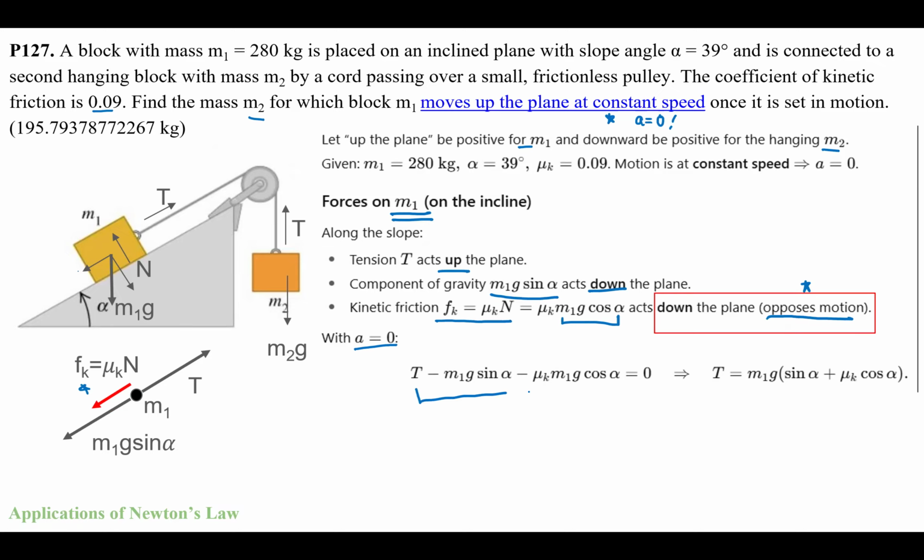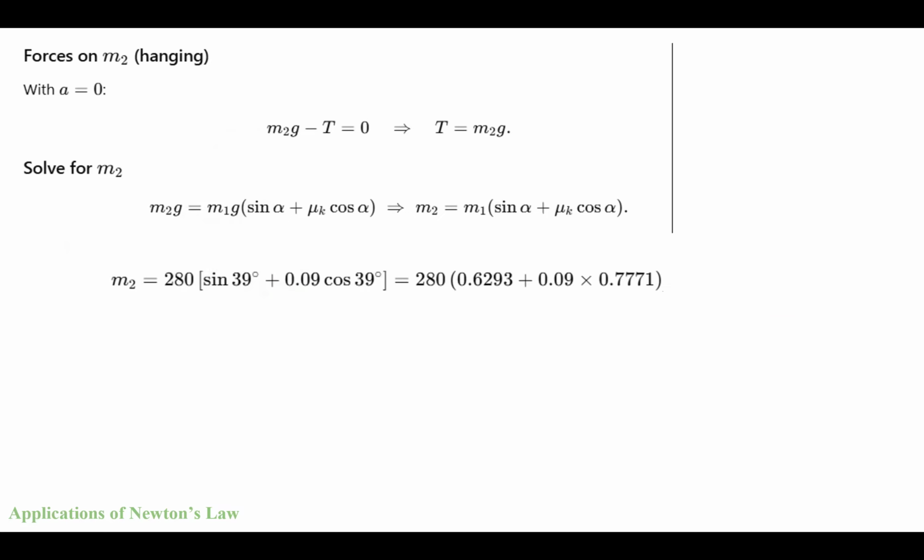And then if you add them all together, it should be 0, because F equals MA and A is 0. So what we know is that T is given by this value, okay? But we are not yet done because we have another object, M2. For the M2, with the same acceleration, note that we are keeping the rule.